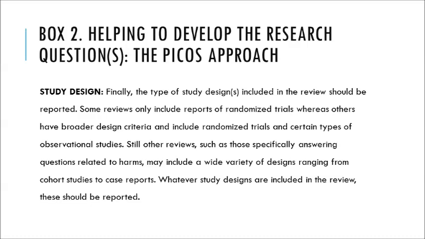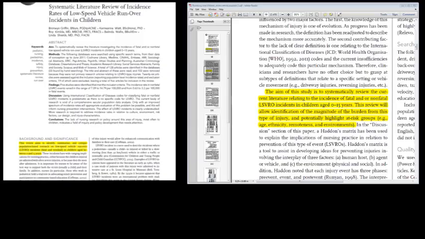Still, other reviews, such as those specifically answering questions relating to harms, may include a wide variety of designs ranging from cohort studies to case reports. Whatever study designs are included in a review, these should be reported. Let's look at some examples. I'm using the examples posted in week 1 as good examples of systematic literature reviews.